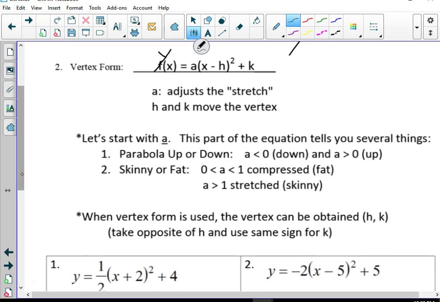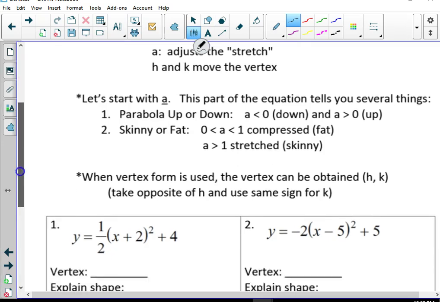This part of the equation tells you several things. We've already talked about it being up or down, the smile and the frown. But it also tells you whether it's skinny or fat. So if a is between 0 and 1, then it's wider. If a is greater than 1, it's skinnier because it's climbing faster. All right? So if a is bigger than 1, it's skinnier. If a is a fraction between 0 and 1, it's wider, compressed.